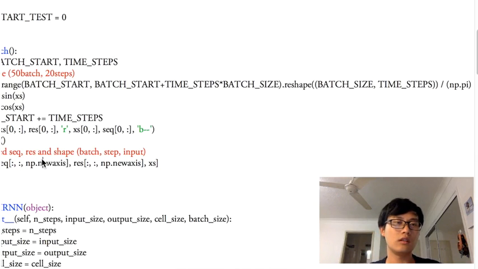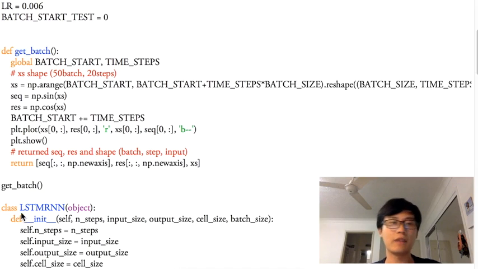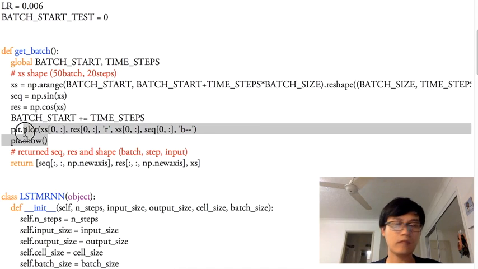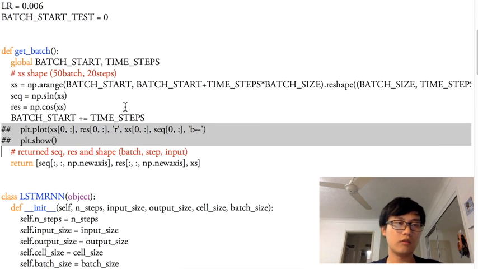So let's ignore this first. Let's just multiply by 10, because this is the time steps. So we shrink the time step by a factor of 10. Let me just comment this out.